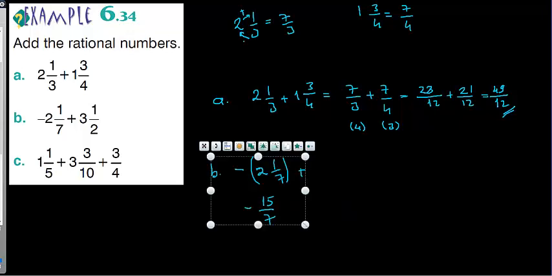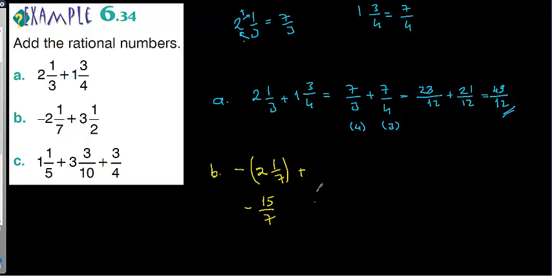Let me change the color also here. And 3 and 1 over 2, when I multiply here, this one I'm going to multiply and this one I'm going to add, and the result is going to be equal to 7 over 2. 3 times 2 is 6, plus 1, 7.